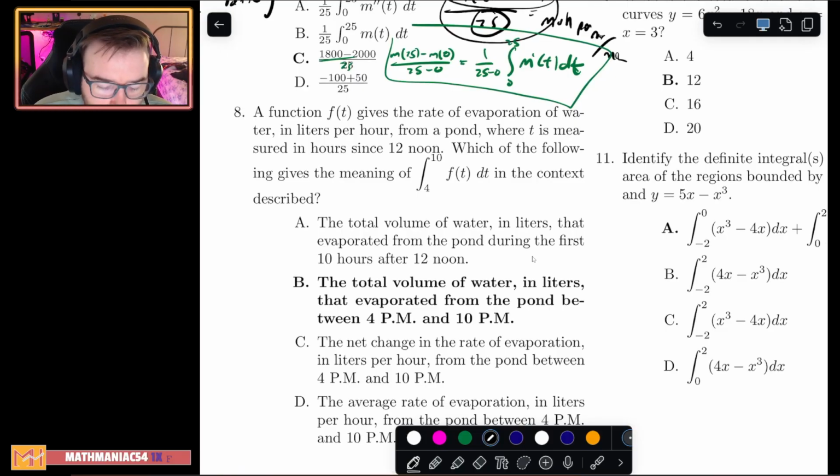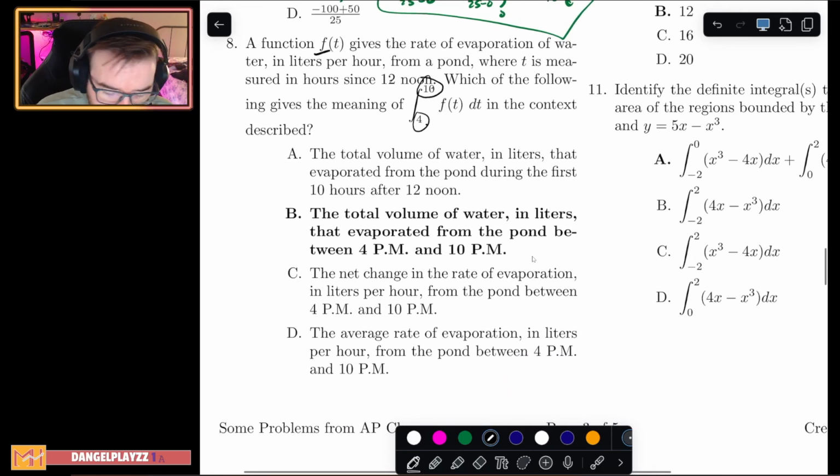So f is the rate of evaporation since noon. So this would be 4 p.m. and this would be 10 p.m., right? Since noon, 4 hours after noon. Okay, that makes sense. This is not 10 hours total, though. That's only 6 hours. So I already know A is wrong because it said the first 10 hours.